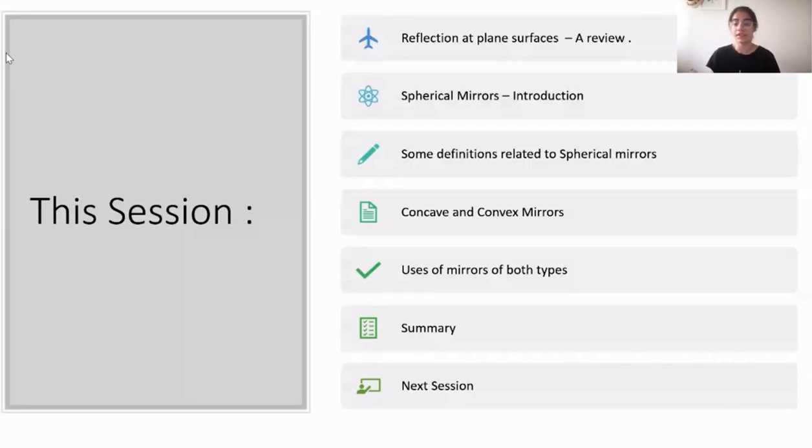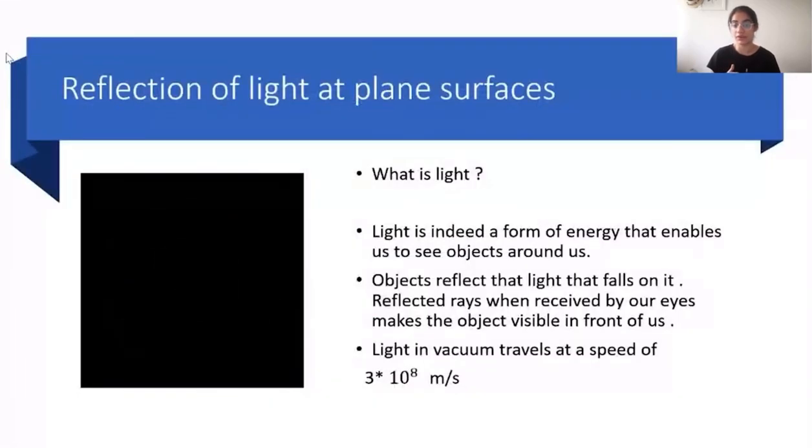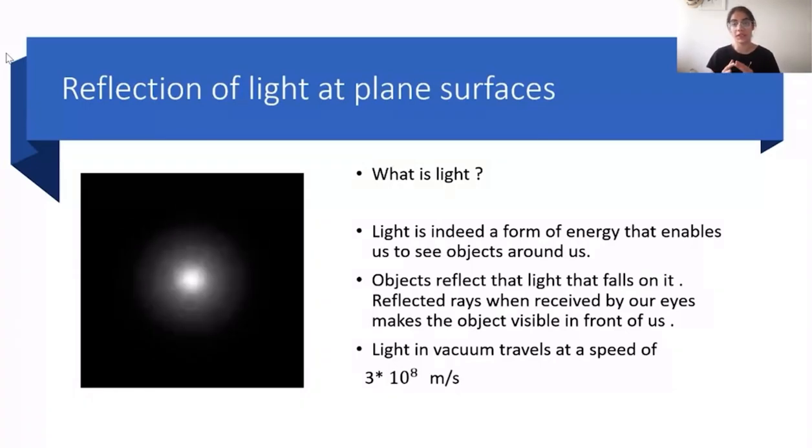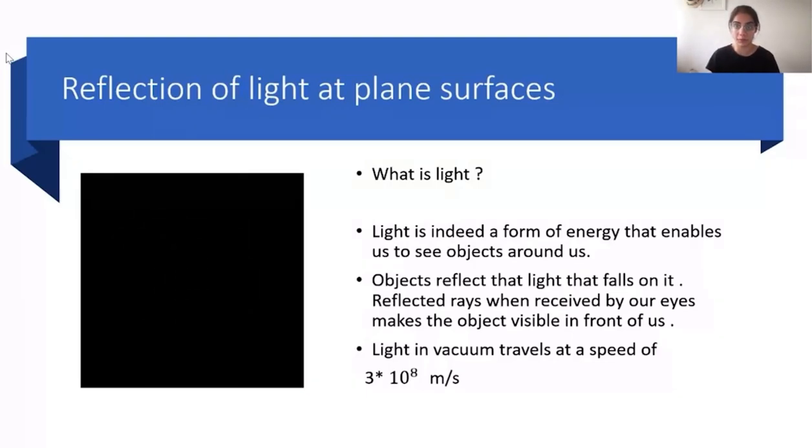Then we would discuss two types of mirrors usually, that is concave and convex mirrors. And we will study in a bit of a summary what kind of uses these mirrors, both plane, convex and concave mirrors, have. We will create a summary of whatever we studied in this session, and in the next sessions I will tell you what we would be studying.